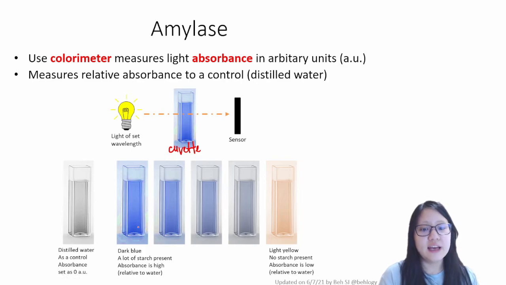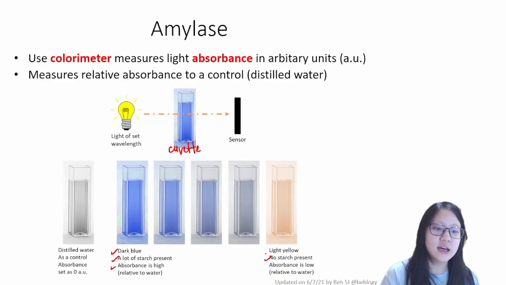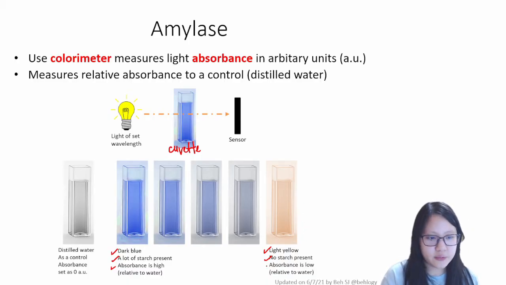So you can imagine if it's dark blue, a lot of starch is present, and therefore it's very dark in color, right? So less light can pass through, and absorbance is high, relative to water, of course. Now, if at the end of the reaction there is no more starch present, it will be a light yellow because the iodine test will be negative, right? And therefore more light can pass through the liquid, and therefore absorbance is low.